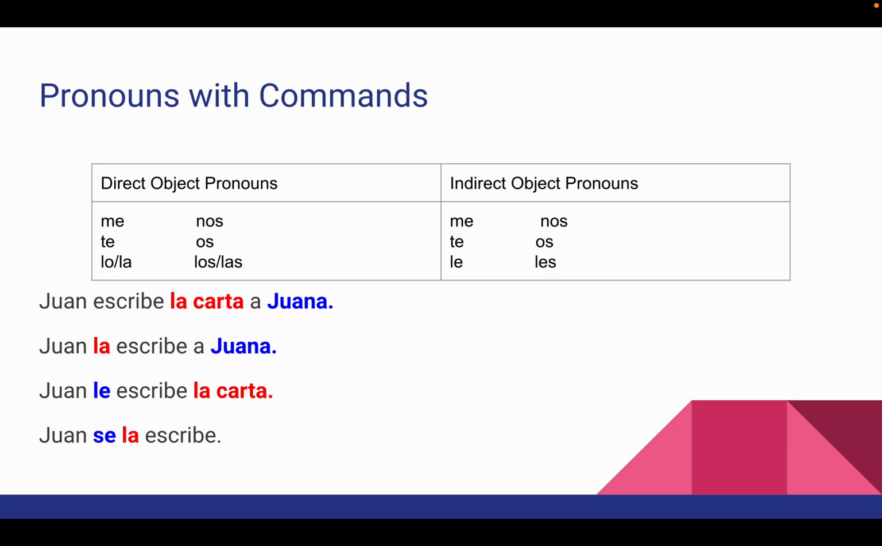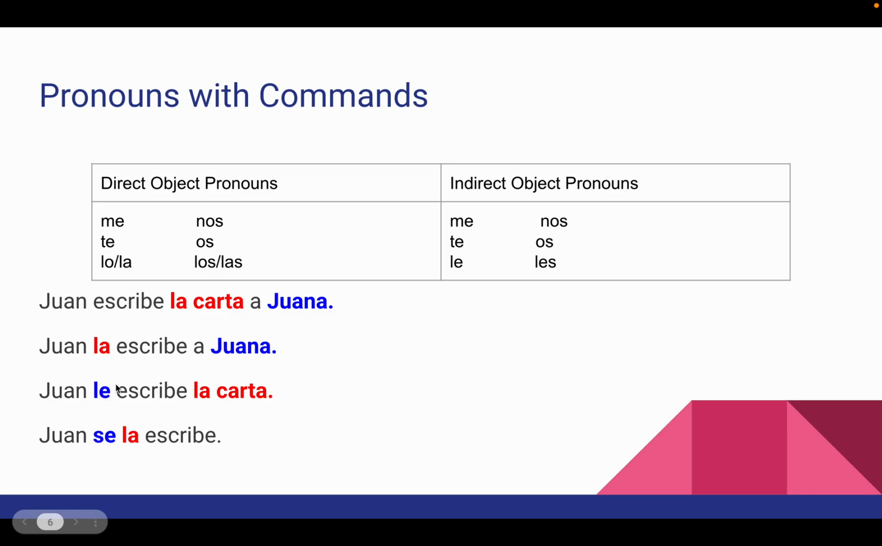So, Juan escribe la carta a Juana. If we want to make the direct object a pronoun, la carta is third person singular and it's a direct object. So you take the direct object pronoun, it's feminine. So, Juan la escribe a Juana. Juan writes it to Juana. If we want to put in the pronoun for our indirect object, it's third person singular, so it becomes le. Juana gets substituted for le. So, Juan le escribe la carta.